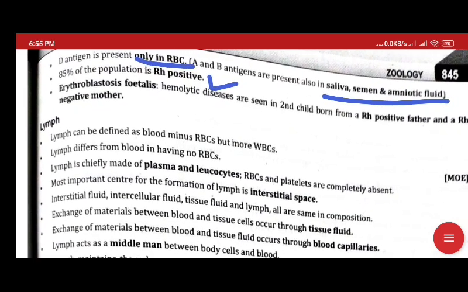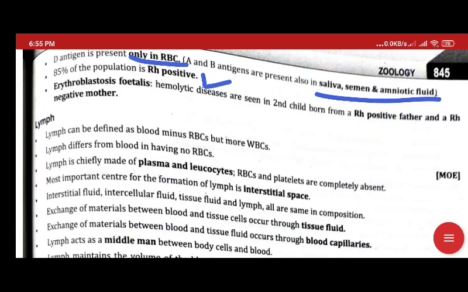Erythroblastosis fetalis occurs when the child has a father who is Rh positive and a mother who is Rh negative, for example an AB positive father and AB negative mother. Then the second child will die and not be born.